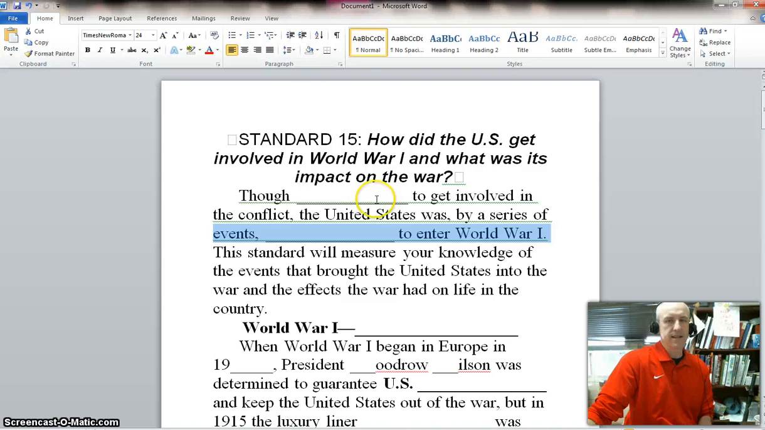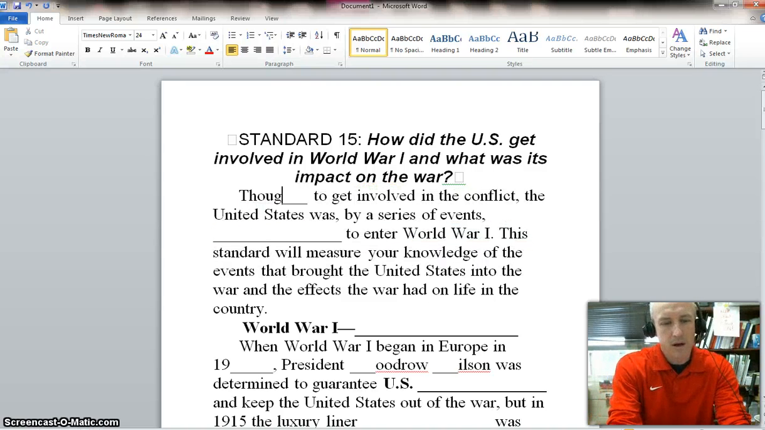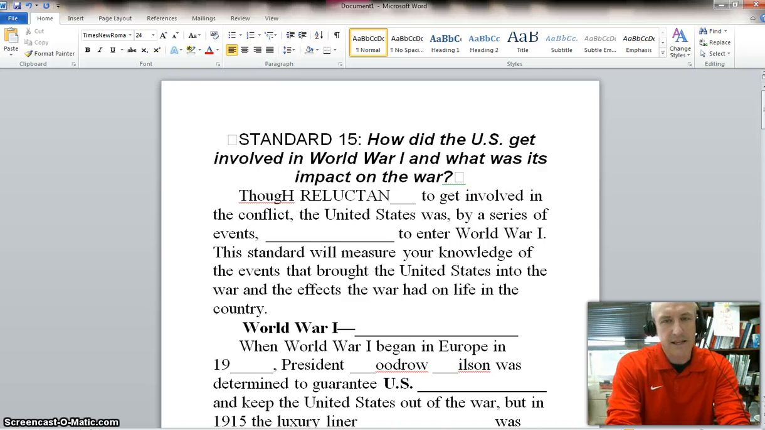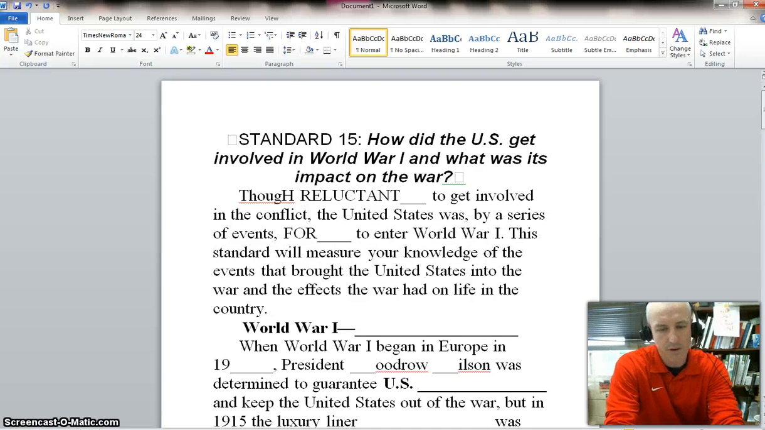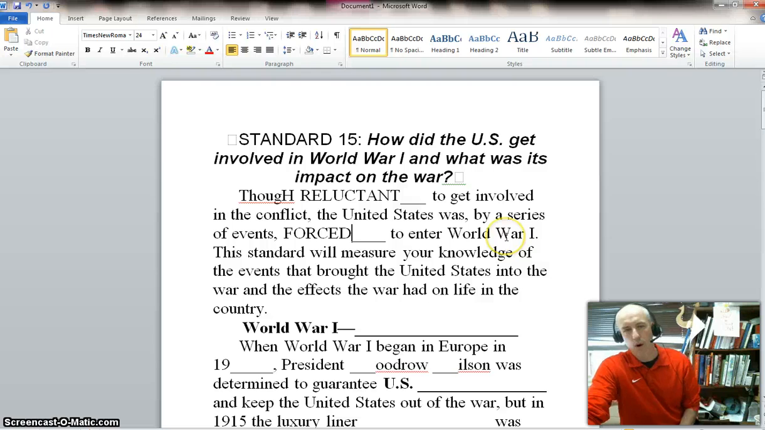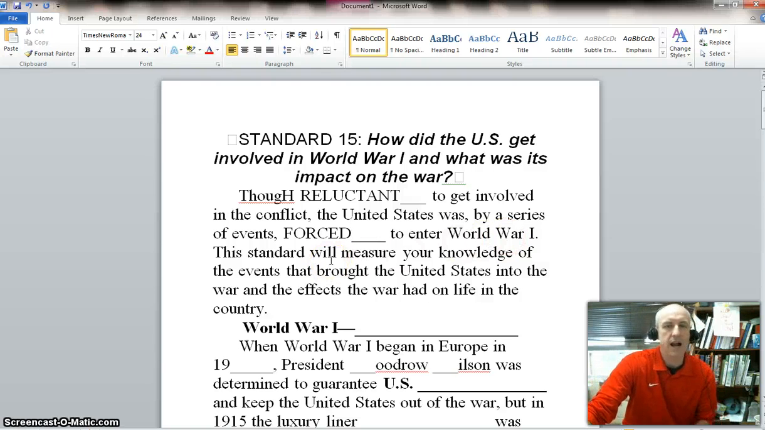All right, let me introduce it like this. It should say this: though reluctant to get involved in the conflict, the United States was, by a series of events, forced to enter World War One. All right, this standard will measure your knowledge of the events that brought the United States into the war and the effects the war had on our life here in our country. So you need to have a list of events that basically forces us into the war.